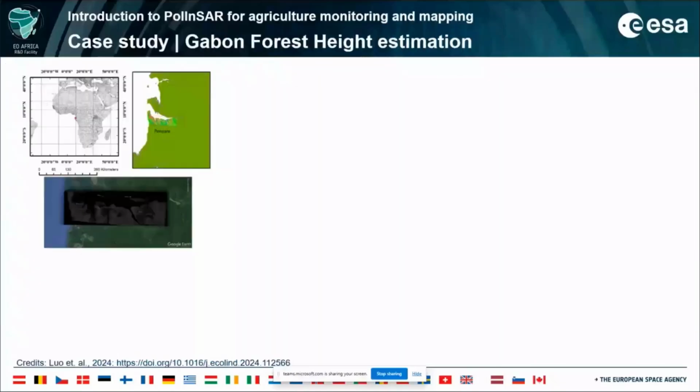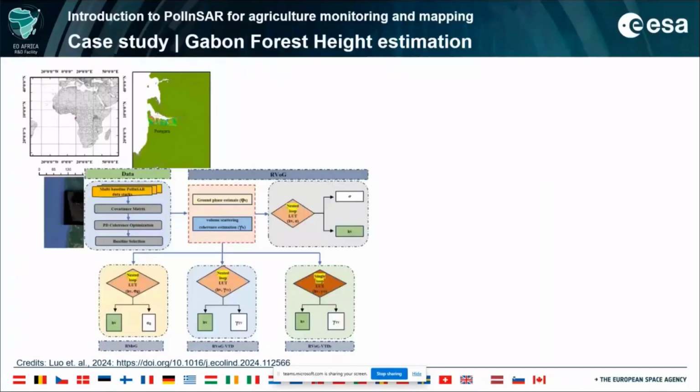Here is another example, from forestry. The study area is situated in Gabon, along the western coast of Central Africa. In 2016, a collaborative effort between NASA, the European Space Agency and the Japanese Space Agency led to the AfriSAR campaign in Gabon. This study uses airborne multi-baseline PolInSAR data with models like random volume over ground and other models for forest canopy height.